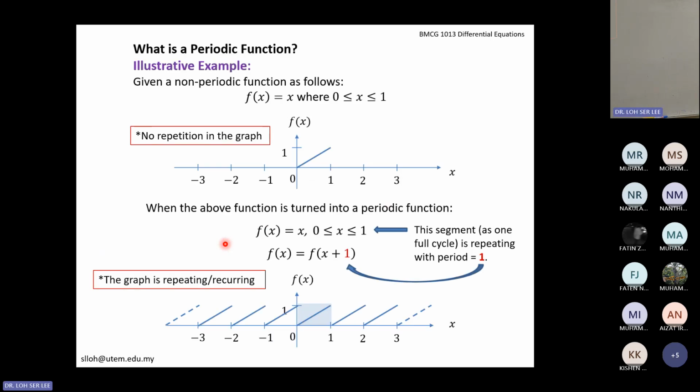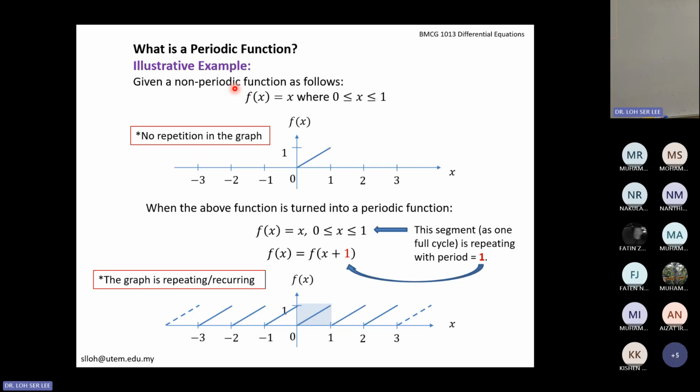So what is a periodic function? Given f(x) equals x in the interval from 0 up to 1. This is the graph of this function, and there is no repetition in the graph. You don't see any repeating of this line. So this is considered a non-periodic function.